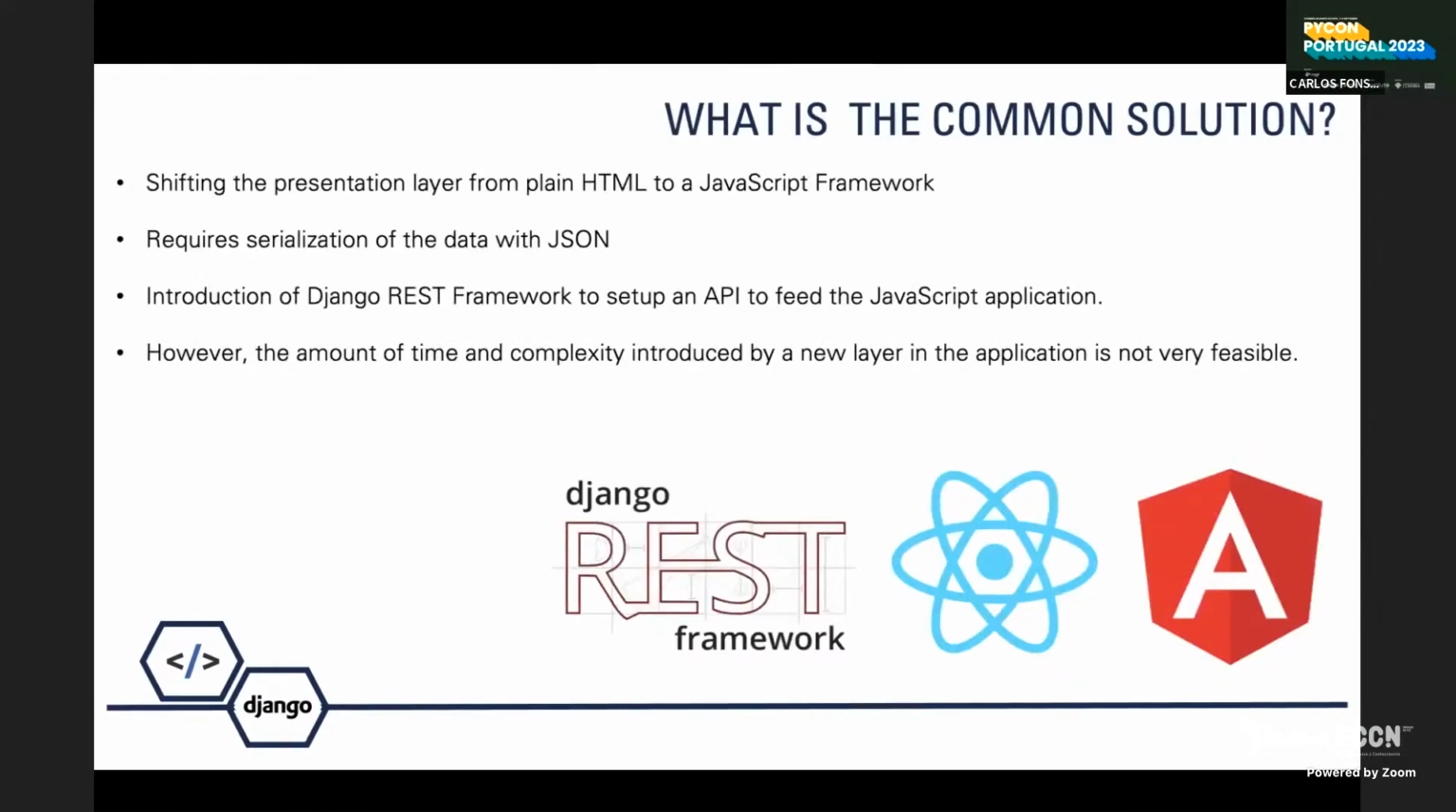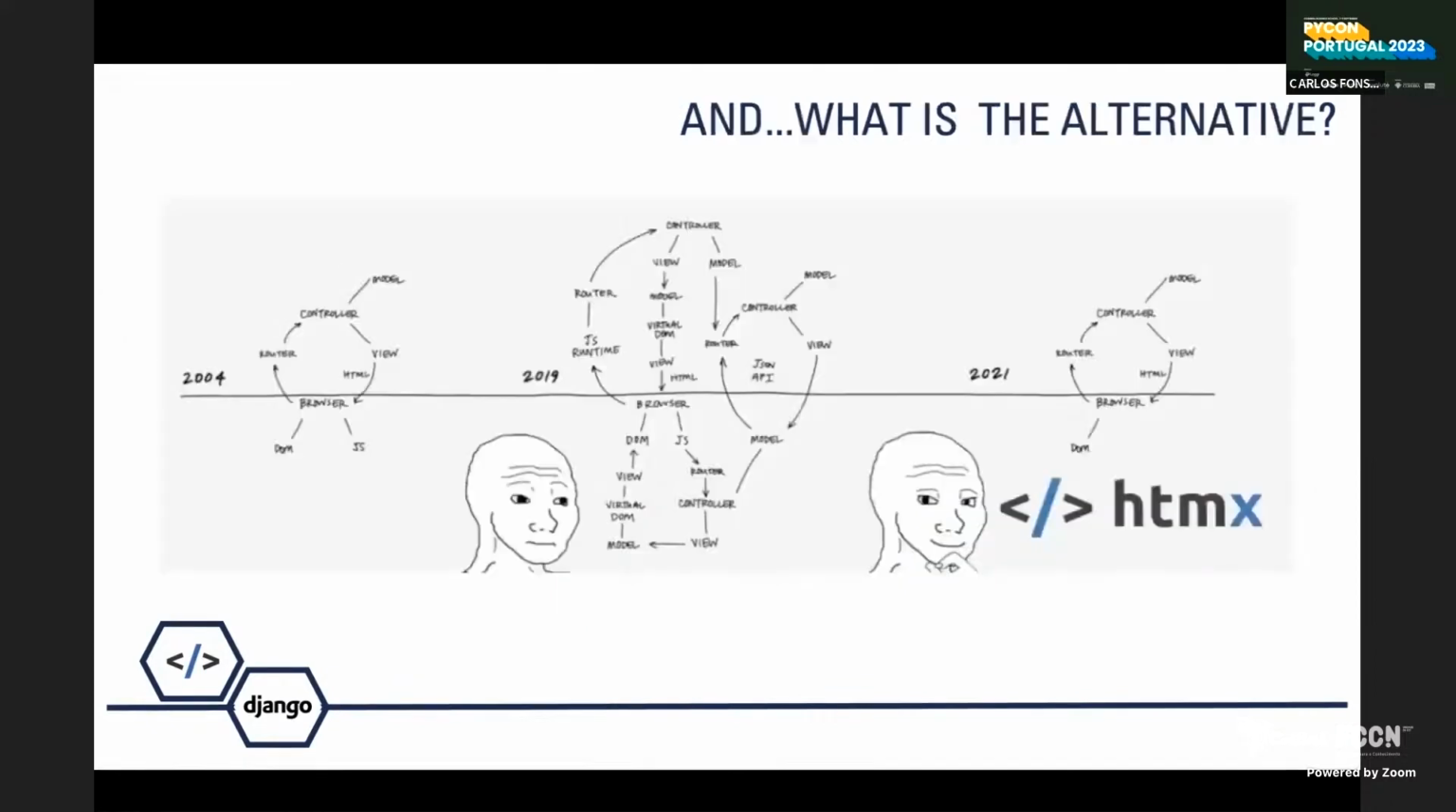So what is the common solution presented by the market? We need to switch the presentation all to JavaScript frameworks, serialize data with JSON, and introduce another layer with Django REST framework. The amount of time and complexity, and usually the number of developers introduced by this new layer, is not feasible for many, usually back office, applications.